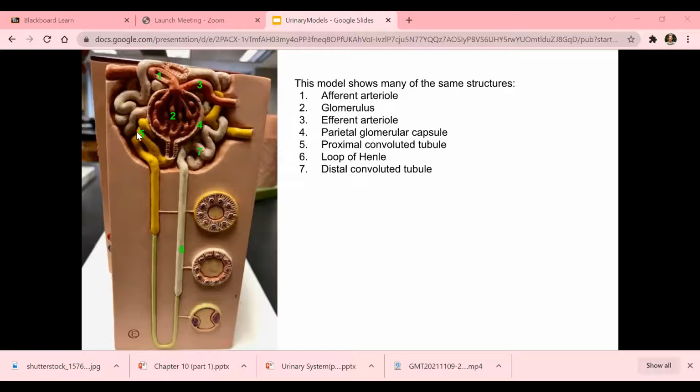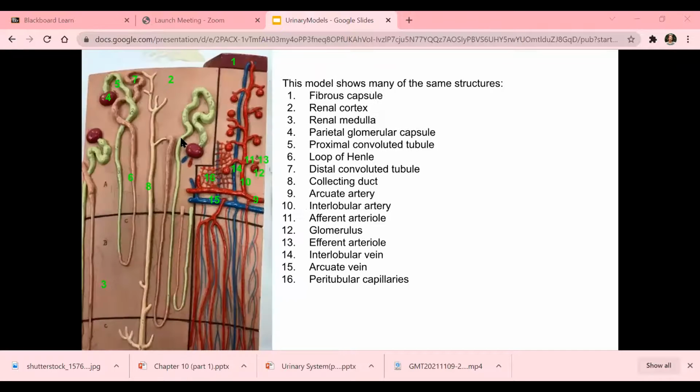Then you have proximal convoluted tubule, descending limb, loop of Henle, ascending part, and then you have distal convoluted tubule. We will work on this histology part next time together. Now, I want to talk about this structure more for you.